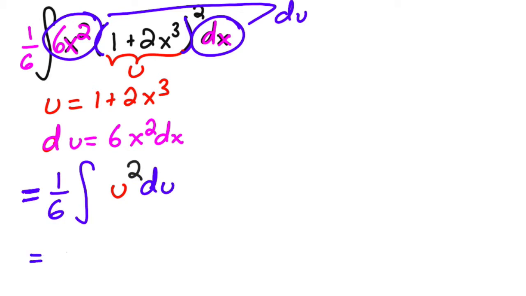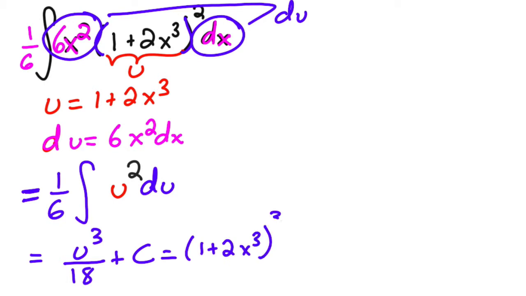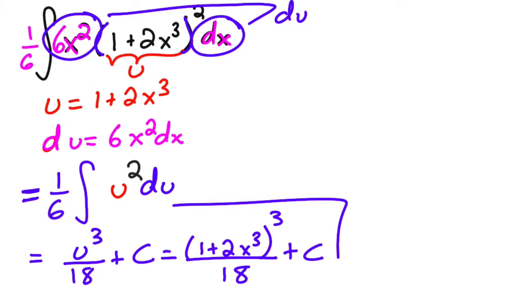And this is equal to u to the 3rd over, I have this 6 here and then over 3. So when I multiply those together, it's going to be 18 plus c. And so then I get 1 plus 2x cubed to the 3rd over 18. And that's it. Oh, plus c. Don't forget your plus c's.